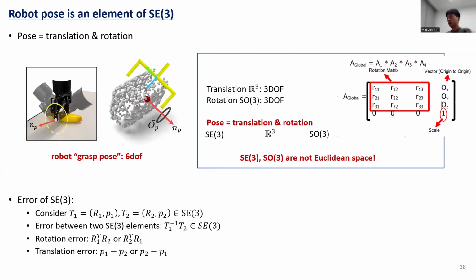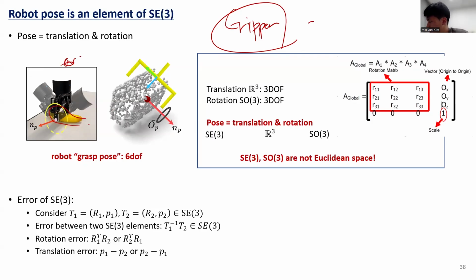So why do I have to introduce SO3 and SE3? It's because in this course, we have a robotic system: a mobile base, a manipulator, and at the end of the manipulator, something called a gripper, right? And we are going to grasp an object using the gripper, right?